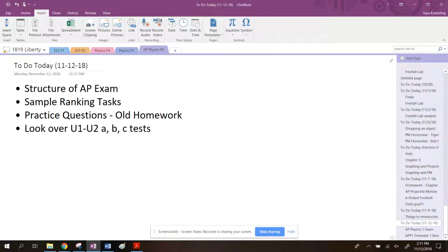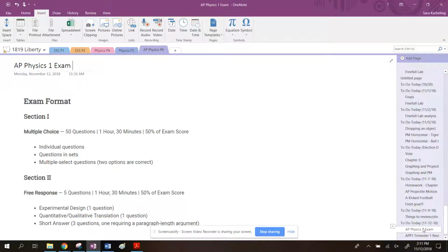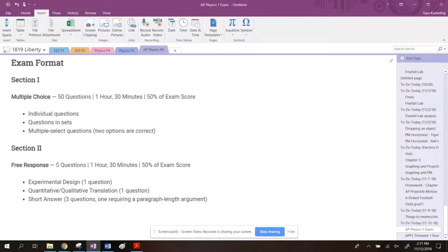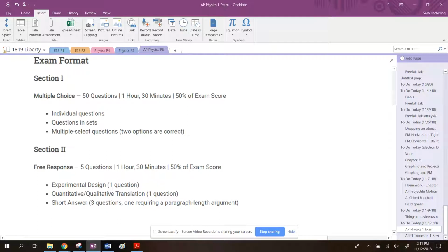So let's start with the structure, just because this was something that I've been kind of meaning to tell you for a long time, and also, it's kind of helpful to know. So I literally just copied this straight off of the College Board website. So the structure of the exam, there are two parts. This is the exam that you're going to take in May, not the one you're going to take tomorrow. Okay. The multiple choice part is 50 questions. It's an hour and 30 minutes, so 90 minutes multiple choice. It's 50% of the exam score.